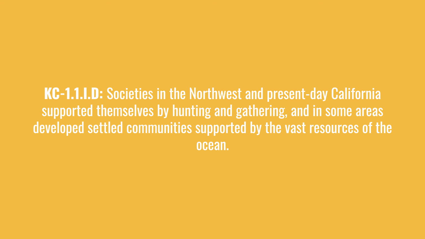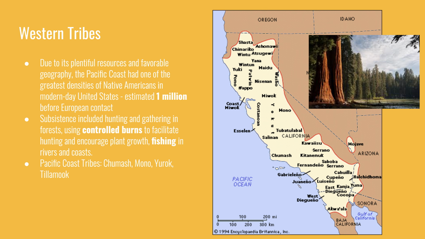The last region that we're going to talk about is the Northwest and present-day California. Societies in the Northwest and present-day California supported themselves by hunting and gathering. Some areas developed settled communities supported by the vast resources of the ocean. This is another highly dense region, especially in California. California is plentiful in resources and has a great climate. Because of that, California had some of the highest population densities of natives out of the entire North America. There were an estimated 1 million Native Americans in California before European contact.